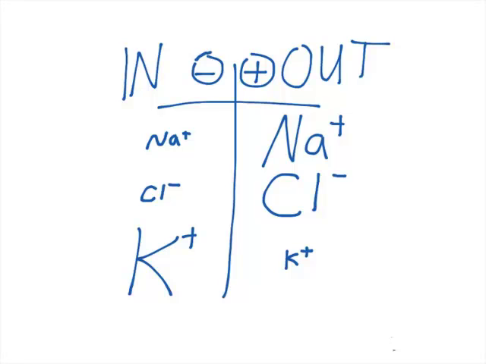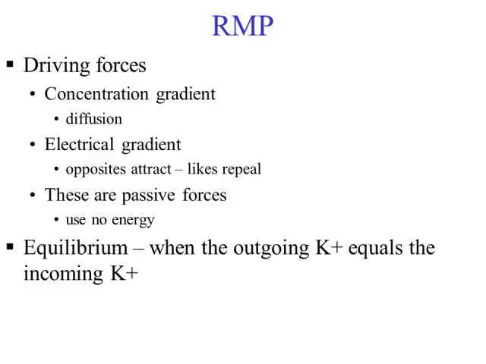These are things that will happen without any kind of input into the system, without any kind of energy needing to be expended in any way. One of them is the concentration gradient. For the concentration gradient, basically, things in high concentration will move toward areas of low concentration.